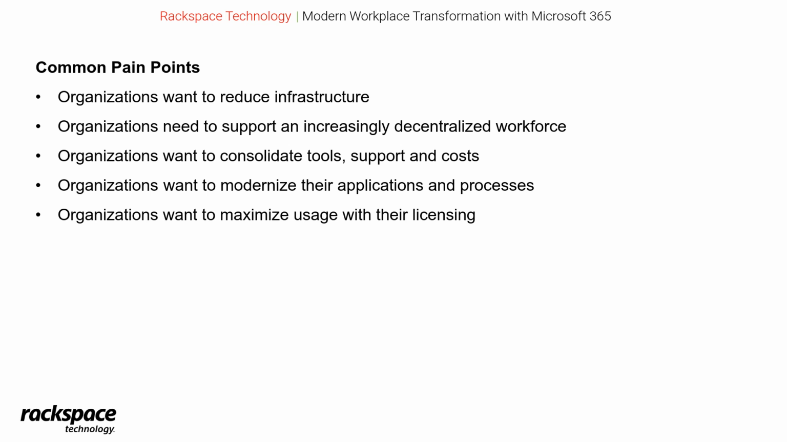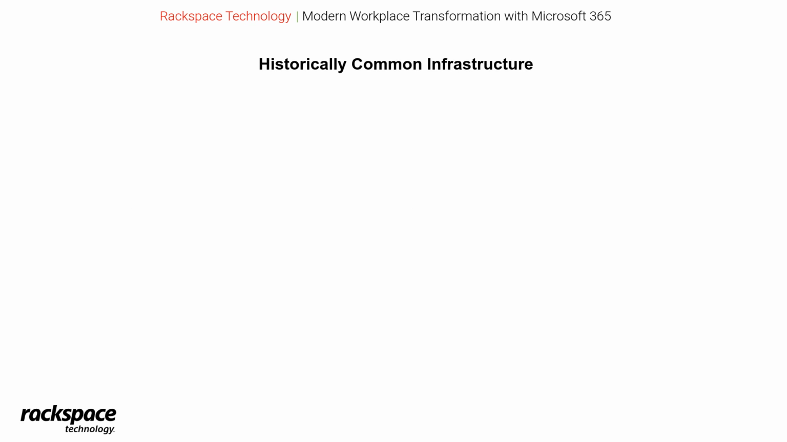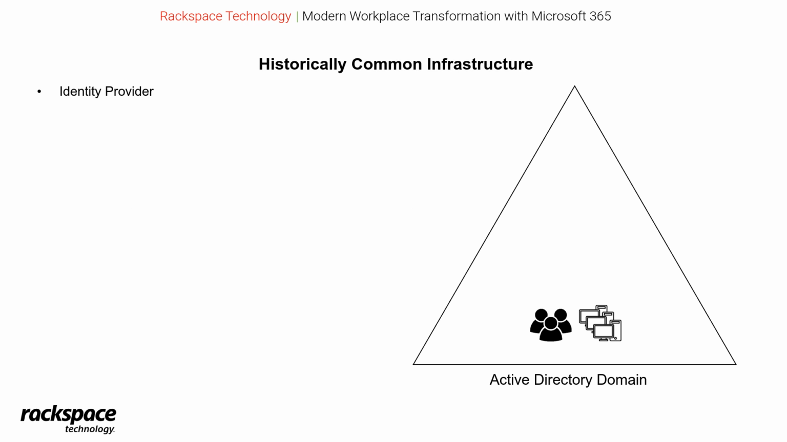So let's talk about what a typical on-premise model looks like. Historically, organizations have maintained and supported the following technologies. We started with an identity provider. Now, far and away, the most prevalent is Microsoft Active Directory. This is the home for managing your users, their groups, and their devices, but also contact information for partnerships that you may work with.